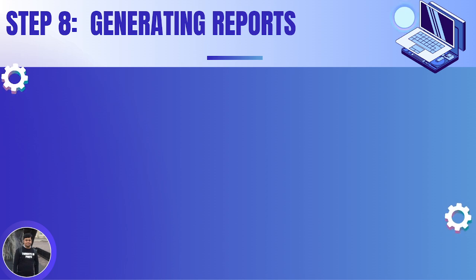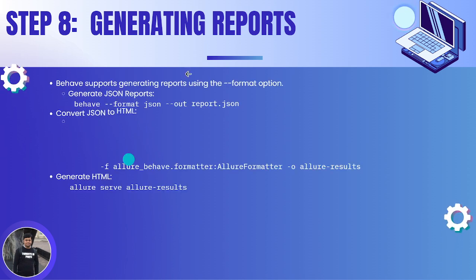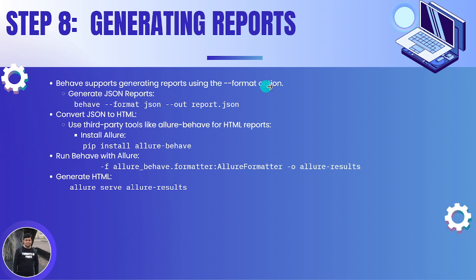Next is generating reports. Behave supports generating reports using the format option. Generate JSON reports: behave --format json, and then convert the JSON into HTML. So you have two different types of reports. You can also run Behave with Allure. For that you need to use Allure also, and this is the formatter. And then generate the HTML report with allure serve and the allure-results directory. So in this way you can create your report also.